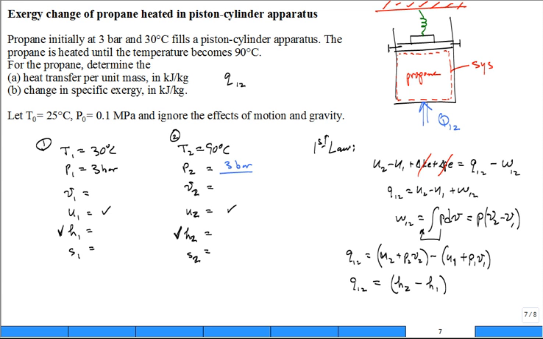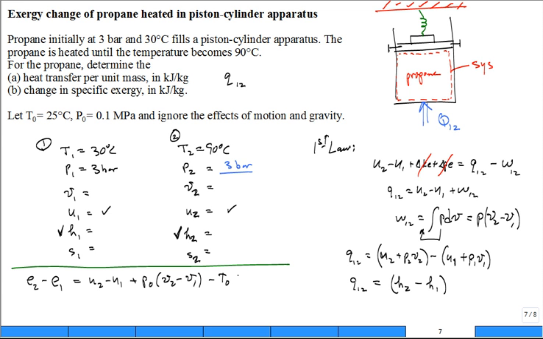So there you go. That's the answer for part A. Now, for part B, what is the change in the specific exergy? I'll put a little room down here. What we're asked to calculate is lowercase e2 minus lowercase e1, where e is the specific exergy. True? So is that going to be u2 minus u1 plus p naught times v2 minus v1 minus T naught times S2 minus S1? Is that how you calculate the change in specific exergy?